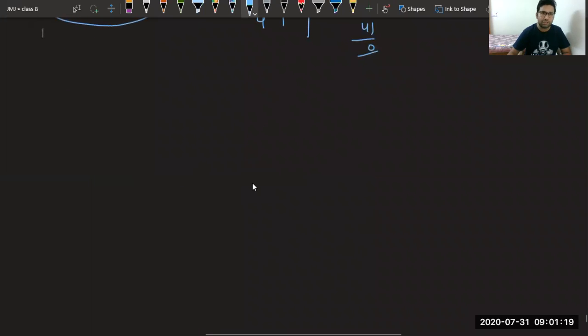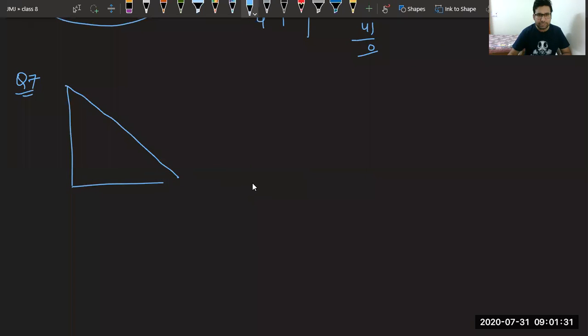Let's take question number 7. In right triangle ABC, angle B is 90 degrees. Let me draw the triangle. We have a right-angled triangle ABC in which B is 90 degrees. What is given to us?